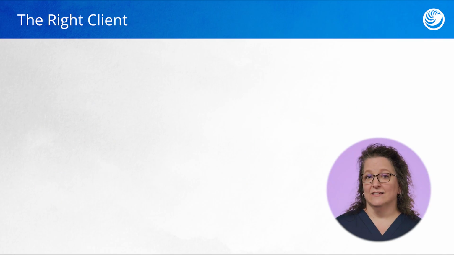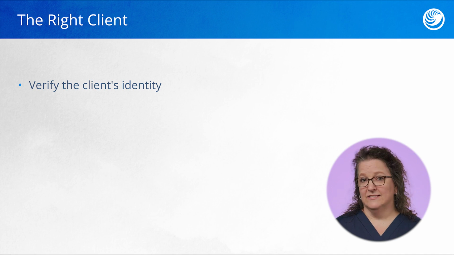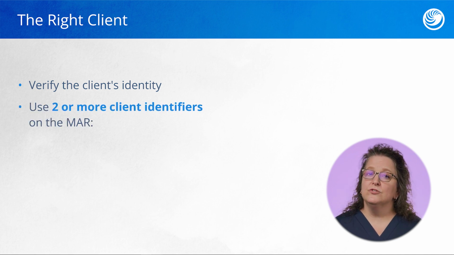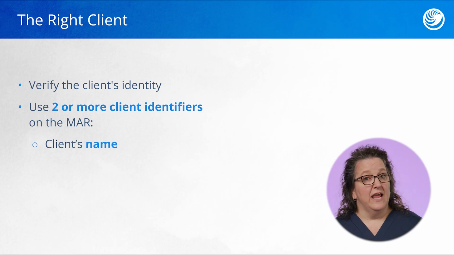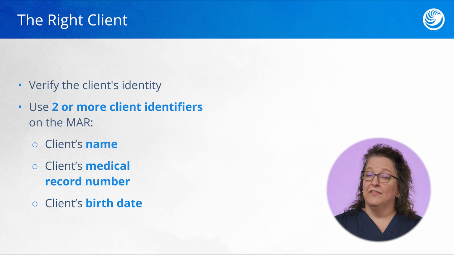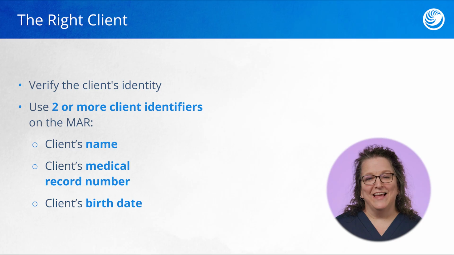The right client. We want to verify the client's identity. This is very, very important. We want to use 2 or more client identifiers on the MAR: the client's name, medical record number, and the client birth date. A lot of times you can walk in the room, let them know that you're caring for the client, and ask them their name and birth date right away. And we can verify that on their ID bracelet and in the MAR. And then you can look at that medical record number at the same time.